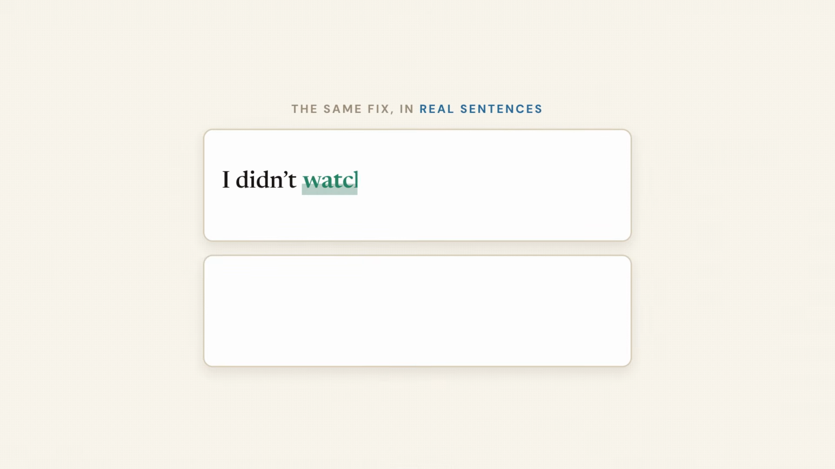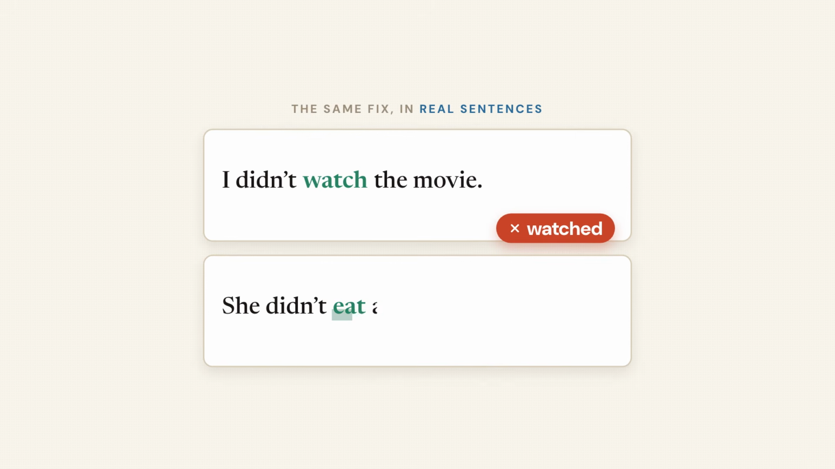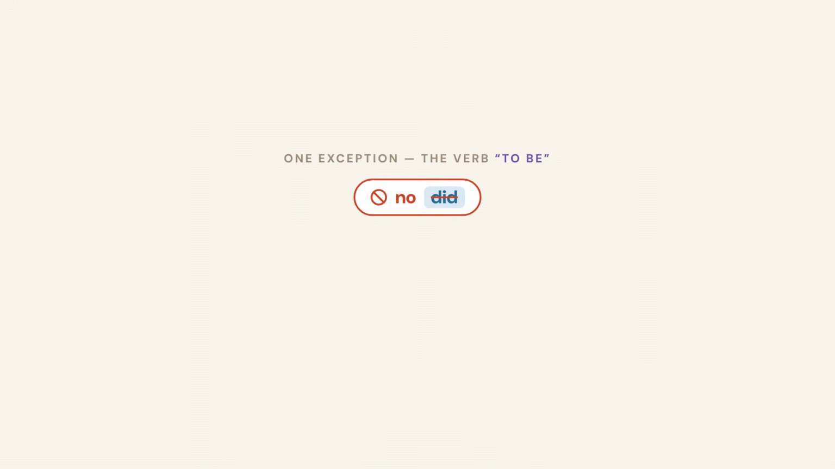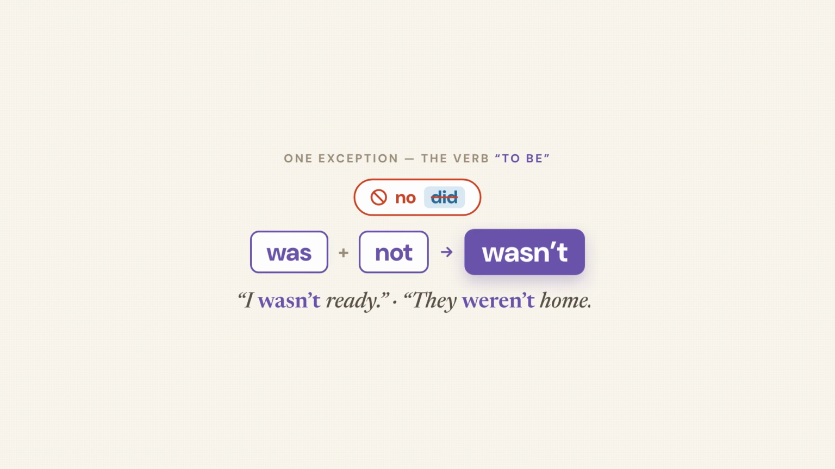I didn't watch the movie. Not didn't watched. She didn't eat. Not didn't ate. One exception, and you already saw it coming. The verb to be doesn't use did at all. You just add not. I wasn't ready. They weren't home. Was and were carry their own past, so they never need did.